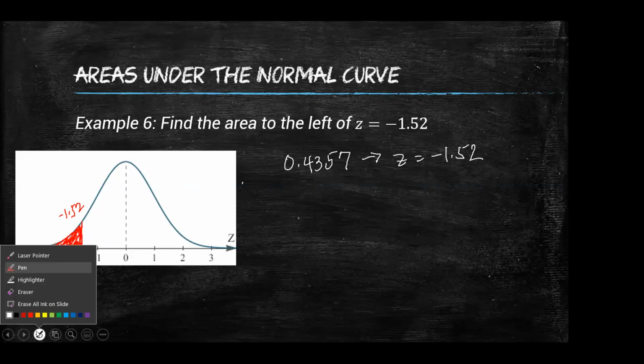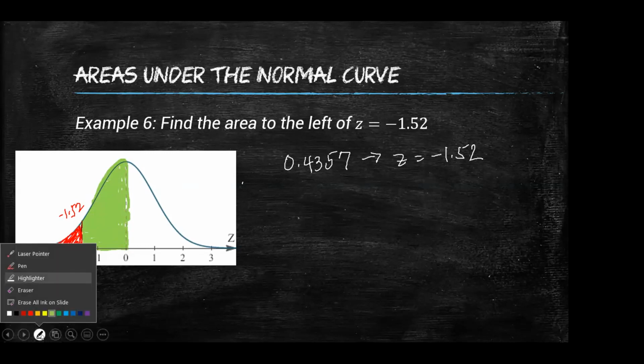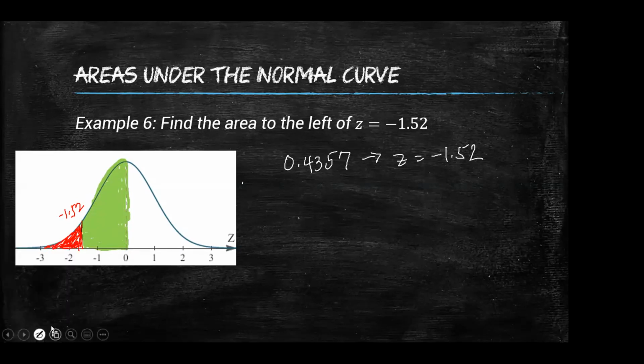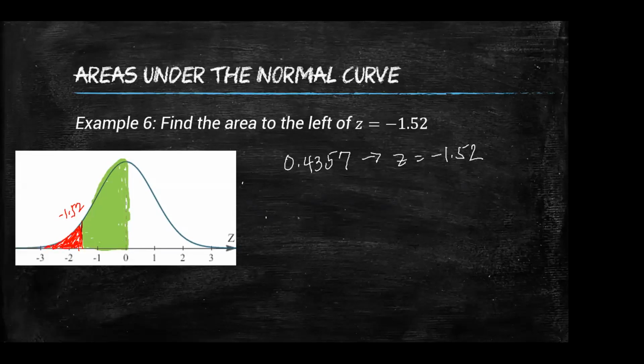O katulad ng sinabi ko, class, yung mga area na kinukuha natin sa table is yun yung area ng ating z-score and ng ating 0. Ngayon, class, ang kailangan natin is similar dun sa example number 3. Kukunin natin yung negative 1.52. So, anong gagawin natin? Tignan natin yung graph, ano yung na-covered, class?